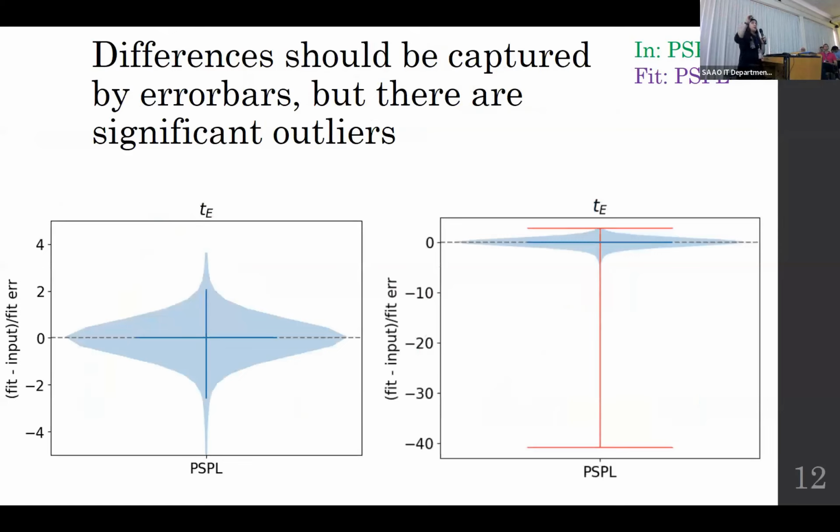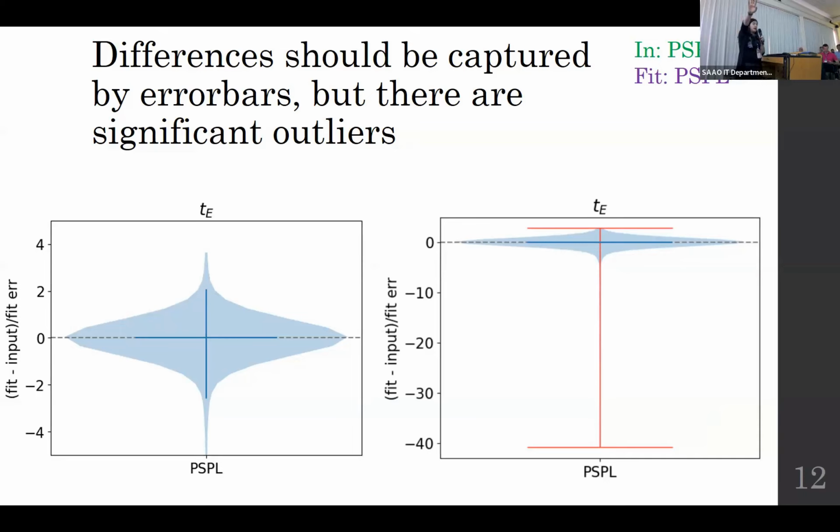But these differences should be captured by the error bars for the most part. So these are violin plots that I'm going to be showing throughout the rest of this talk with the bias factor on the y-axis. That's the fit value minus the input value divided by the error in the fit, and the distributions are the actual distributions in the bias factor.